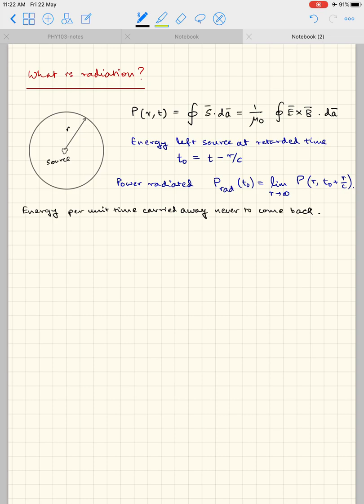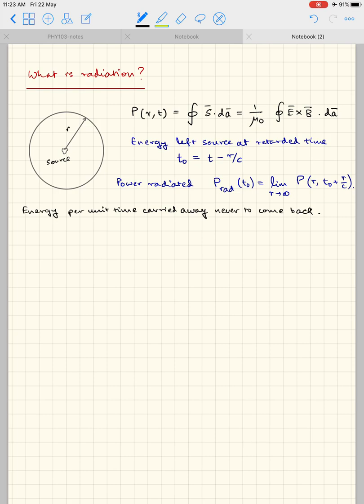Very good. Now let's look at this integral. Okay. Now the area of the sphere is 4 pi r squared. So in order that this integral gives you some finite answer, the Poynting vector must decrease at large r at no faster than 1 over r squared.